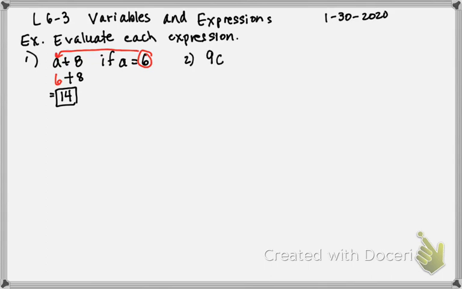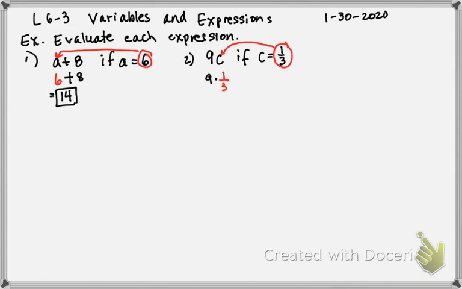We have 9c if c equals 1/3. Sorry, friends, we're always going to be working with fractions and decimals. So we're going to take that 1/3 and substitute it in for c. And remember what we talked about earlier? When I see a number butted up to a variable, that means to multiply. So I get 9 times 1/3.